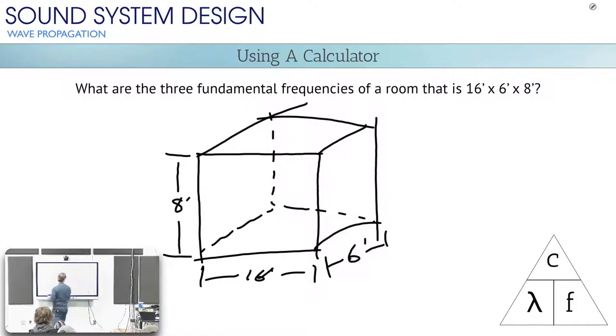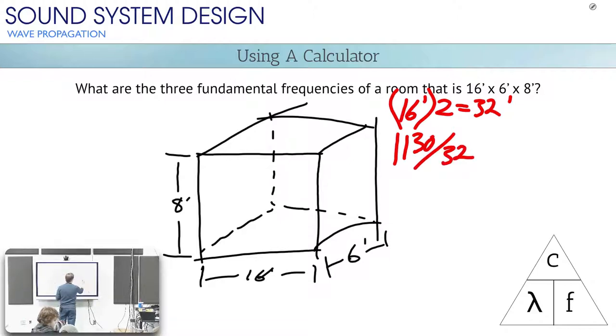So let's do this 16-foot one first. We're assuming no doors, no windows. It's all open. So the 16 foot would have a wavelength that is how long? 32 feet, because the wavelength would be twice as long. So times 2 would be 32 feet, okay? So 1,130 feet per second divided by 32 equals what? 35.3. That's what I got. Anybody else get that?